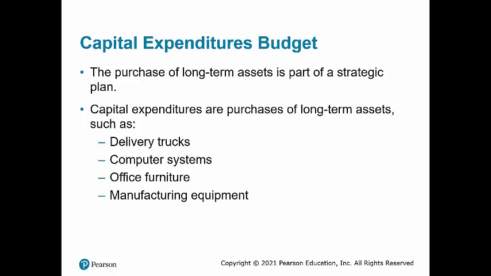For this presentation, we are going to assume that Smart Touch Learning plans to purchase additional manufacturing equipment on January 2nd, 2027. The equipment will cost $160,000, and that will be paid in equal installments of $40,000 during each of the 4 quarters of 2027. We will see these installment payments will be included in the cash budget.